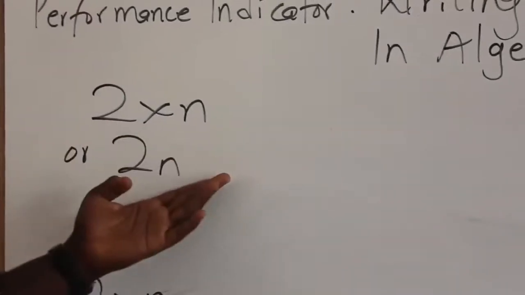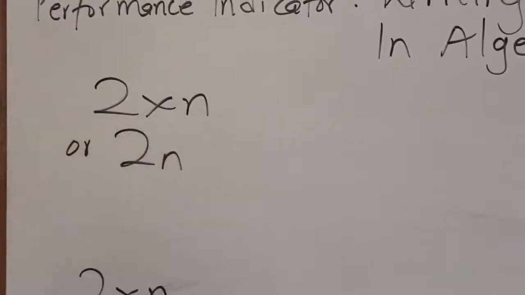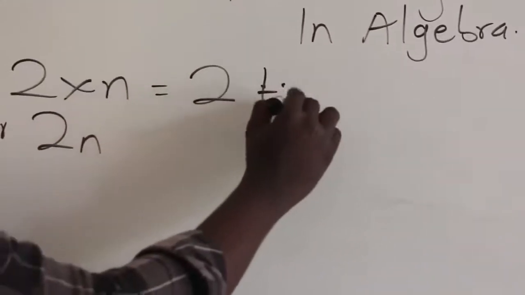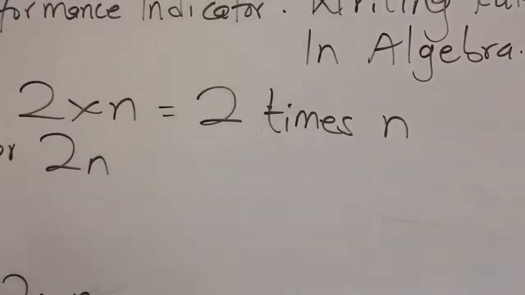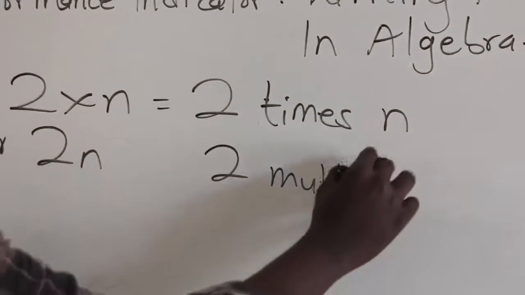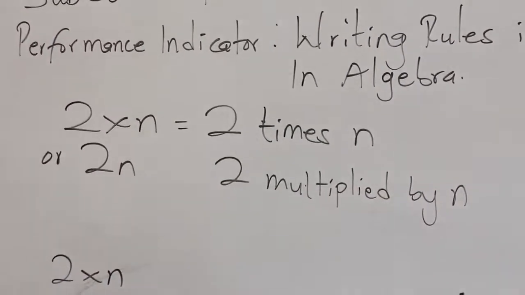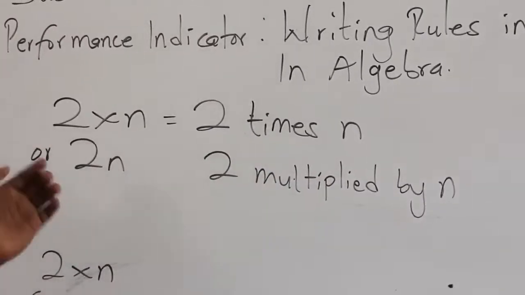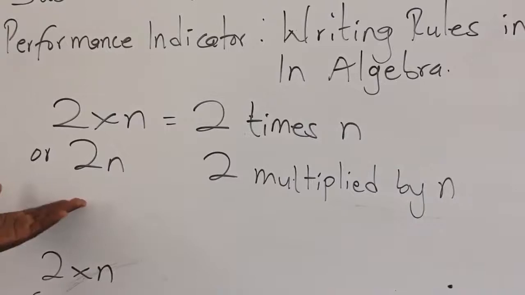This 2 times n is the same as 2n. So 2n meaning that 2 is multiplied by n. So we can have 2 times n. We can also have 2 multiplied by n. So when you see 2 multiplied by n or 2 times n, indirectly, this is what it means. So we can give you words, then you can also write it in figures.